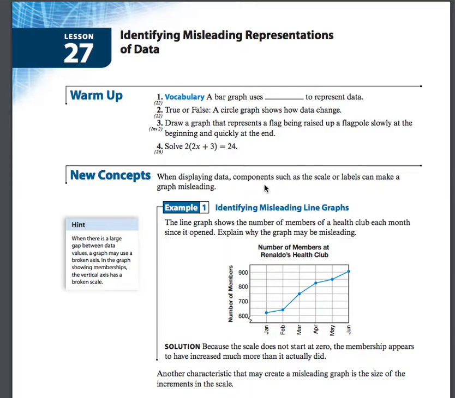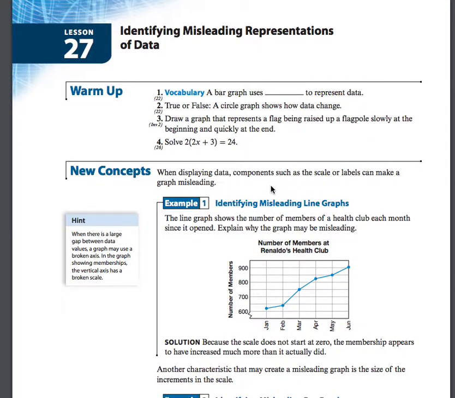Let's take a look. Example 1, identifying misleading line graphs. The line graph shows the number of members of a health club each month since it opened. Explain why this graph may be misleading. Well, if you look, in January there's a certain number of members, and it looks like from January to February to March to April to May to June, those numbers are increasing.